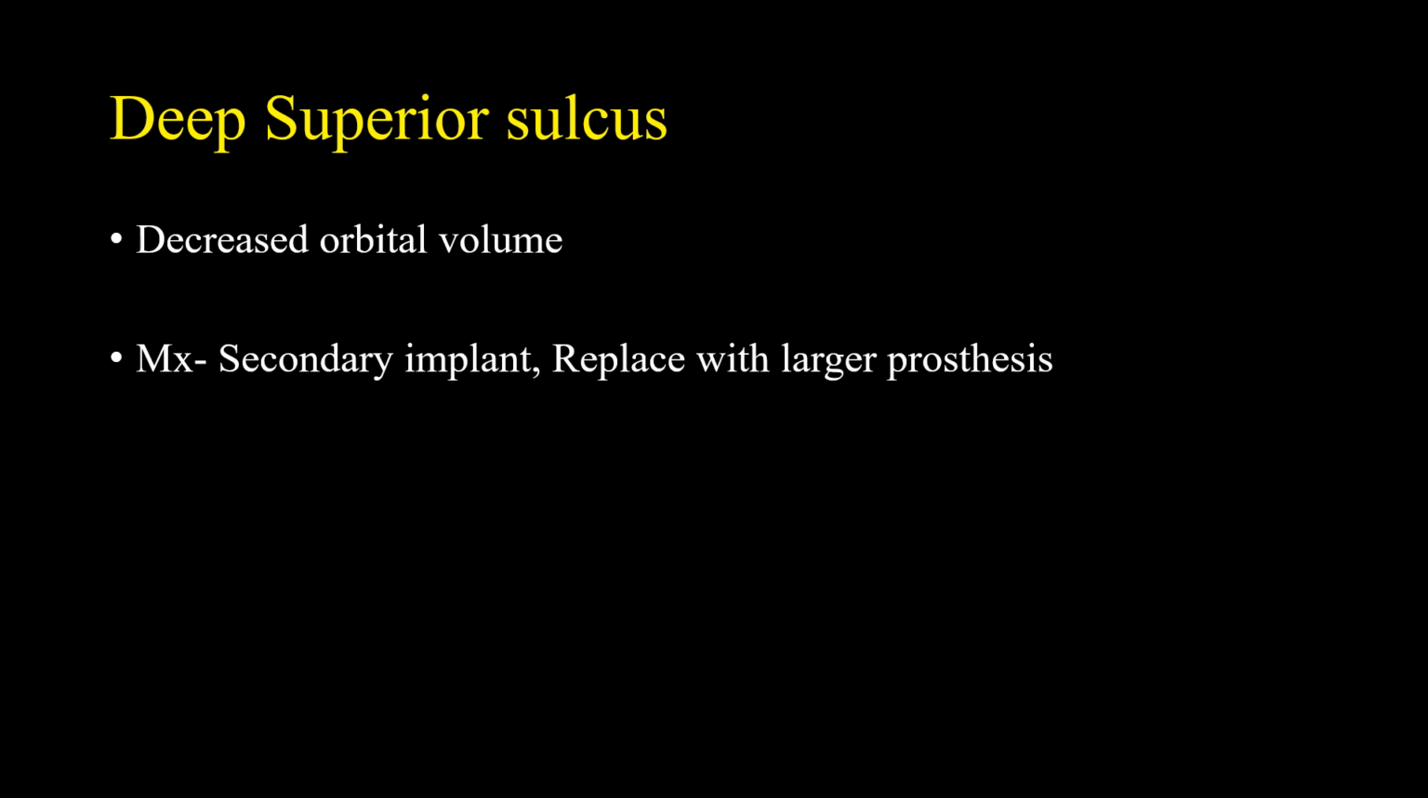Just in brief, some complications or associations of an anophthalmic socket. Deep superior sulcus is essentially part of an anophthalmic socket without the prosthetic eye because of the loss of volume. There is some posterior migration and reorientation of the contents of the orbit, which leads to a deep superior sulcus. The management consists of, first, a trial of prostheses. We replace the existing prosthesis with a larger sized prosthesis. And even then, if the cosmetic result is not good, then you can go ahead and do a secondary implant and replace the orbital implant with a larger size orbital implant.